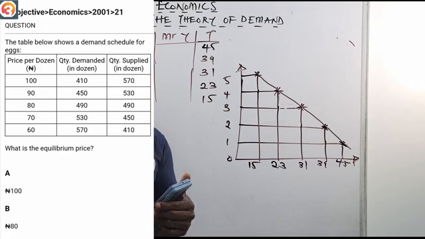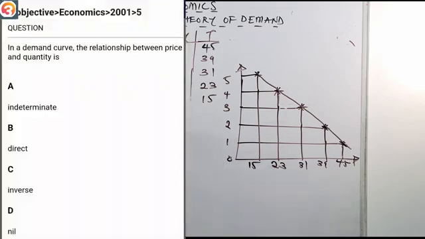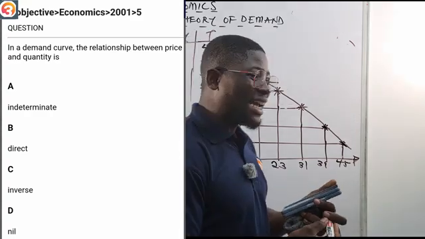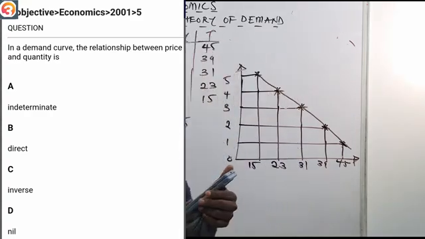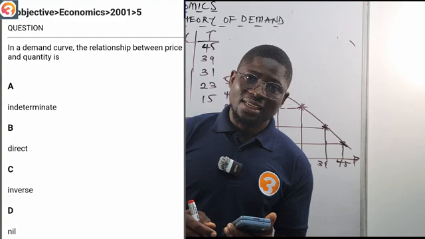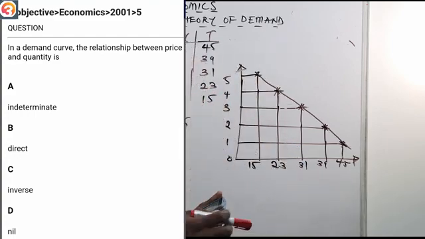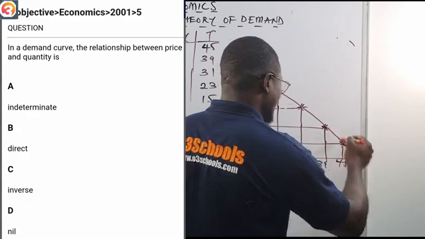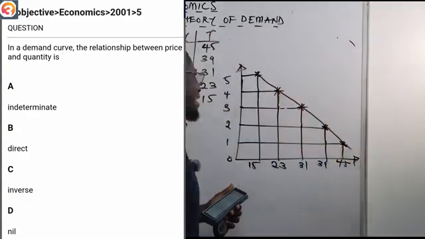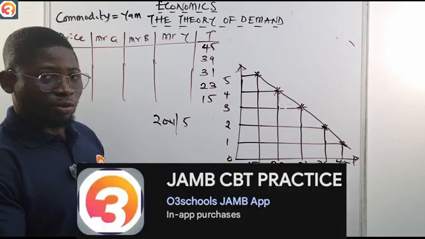Now, 2001 number 5. In a demand curve, the relationship between price and quantity is what? A, indeterminate; B, direct; C, inverse; D, nil. The correct answer is inverse. We already talked about that. It is inverse because the curve slopes downward, indicating that at higher prices, consumers demand less quantity.